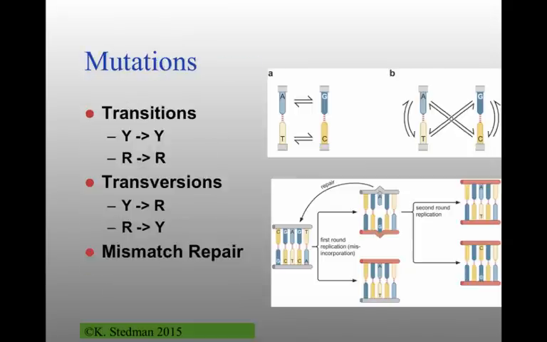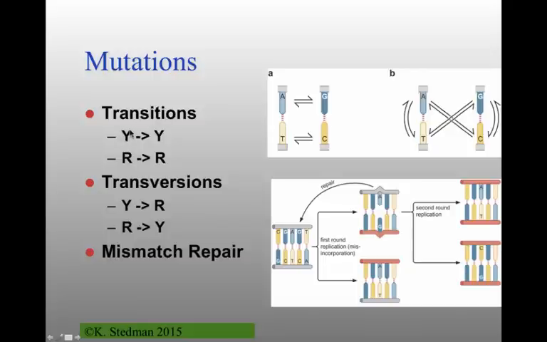What happens when you have these chemical modifications, particularly to the bases, or they don't get repaired properly? Two different kinds of mutations you can have. Either the easy ones, here I call transitions, or transversions. Lots of people talk about these in genetics as well. Basically, a transition is when you have something which is the same size going to the same size.